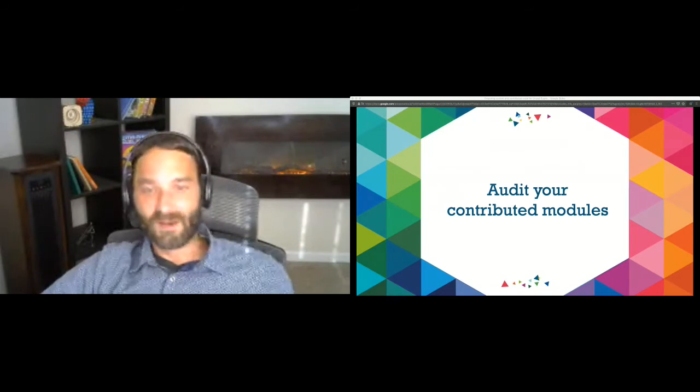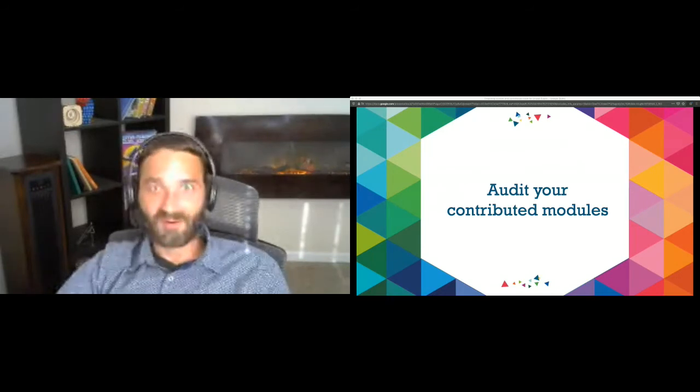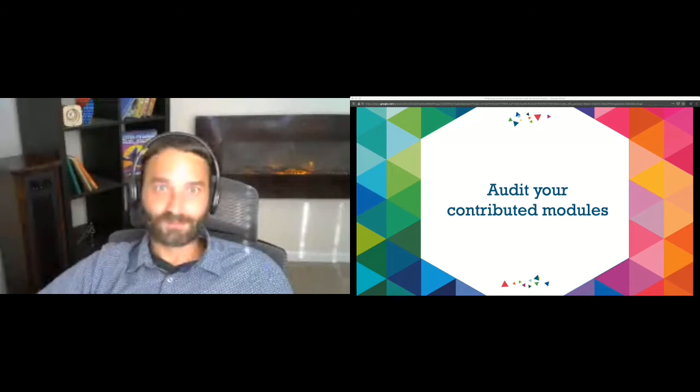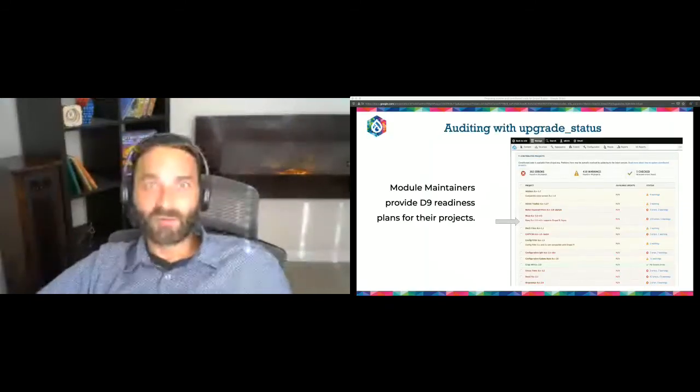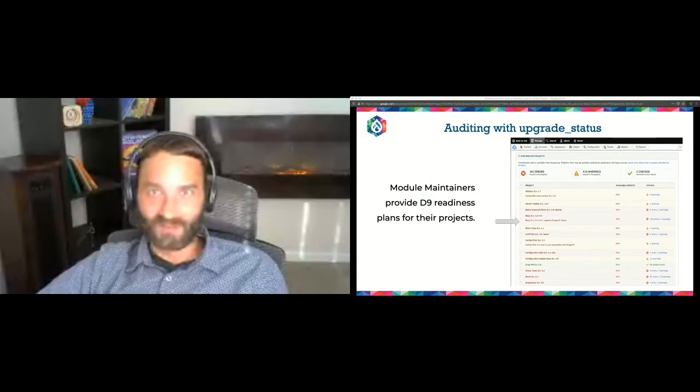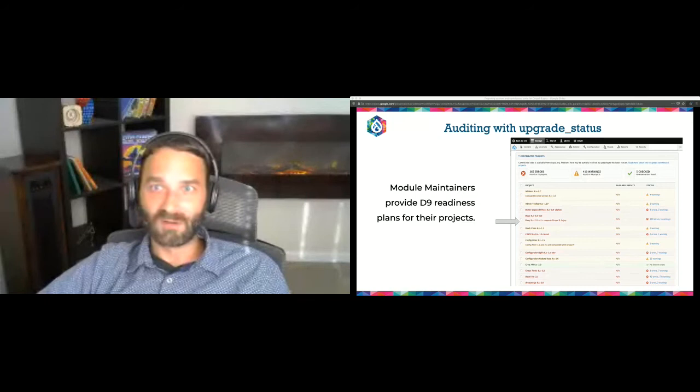So you've found all the deprecated code in your custom code, you fixed it all up, you're all ready for Drupal 9. The next thing to do is to do an audit of the contributed modules that you might be using. And as we saw earlier, one of the best ways to audit the modules you use is to use the upgrade status module that we saw earlier.